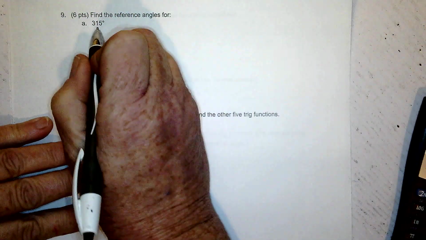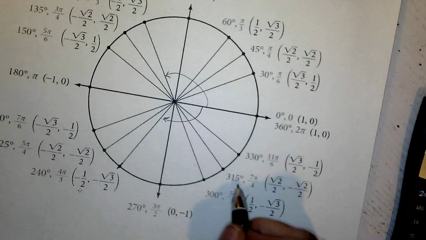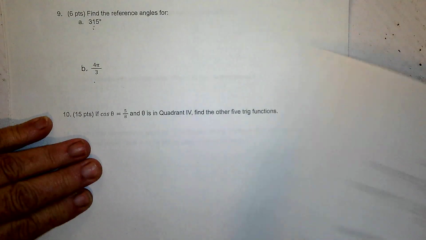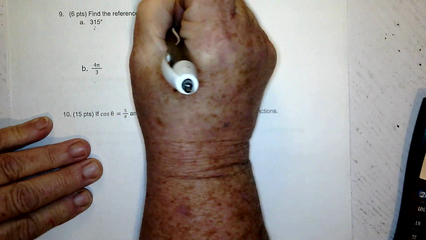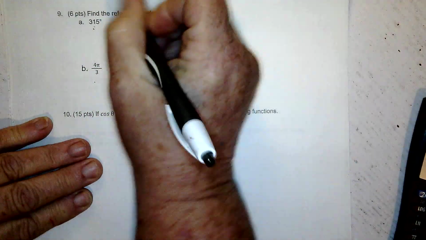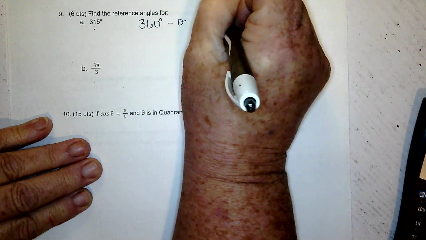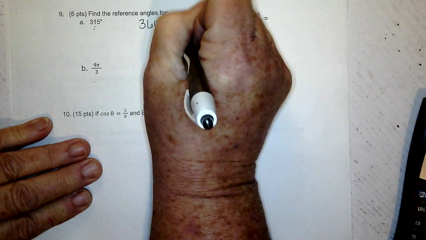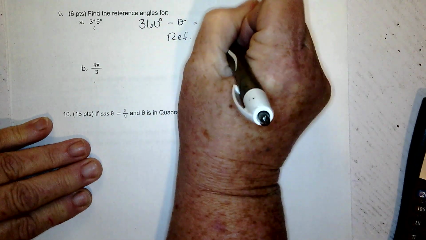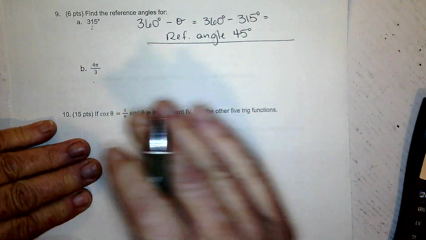All right, so for this one, 315 degrees, I need to know which quadrant that is in, and that is in quadrant 4. So whenever I'm finding my reference angle, it's just 360 degrees minus my angle. So it would be 360 degrees minus 315 degrees. So my reference angle is 45 degrees.